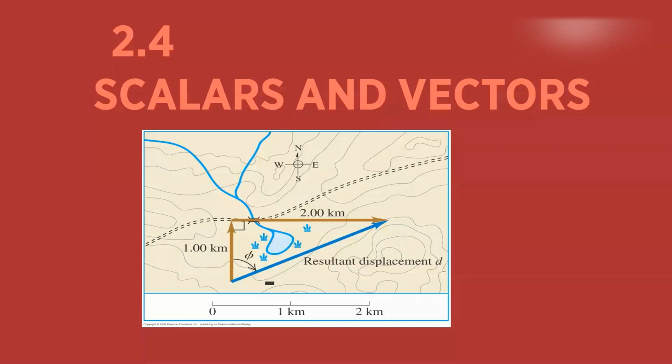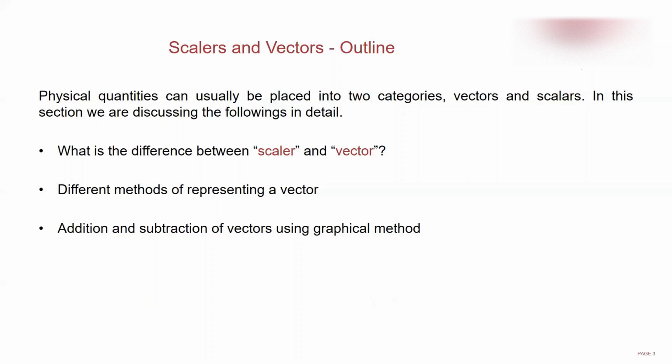Hello everyone. In this section, we are talking about scalars and vectors. Physical quantities can usually be placed into two categories, vectors and scalars. In this section, we will discuss the differences between vectors and scalars, different methods of representing a vector, and how to add and subtract vectors using the graphical method.